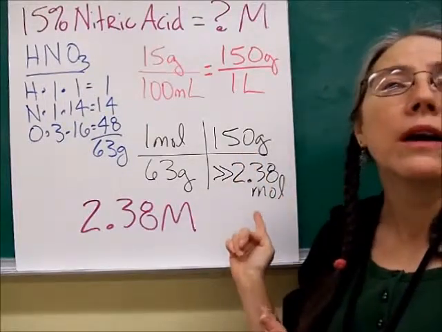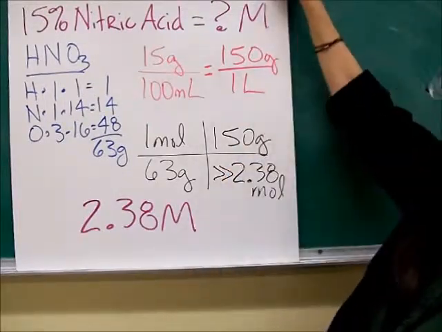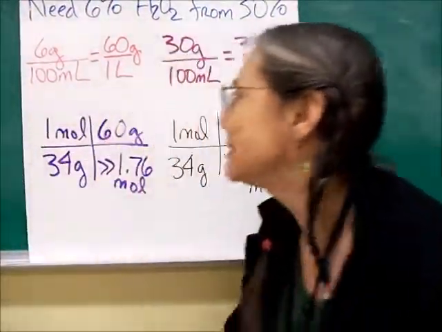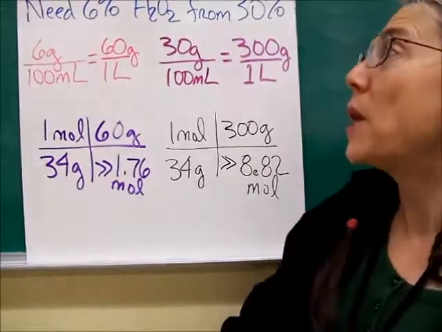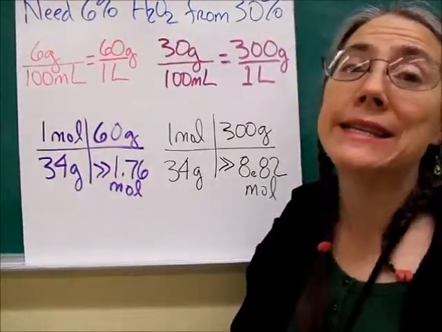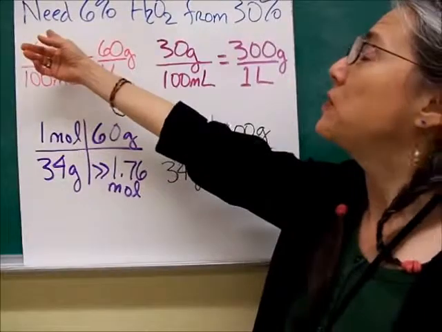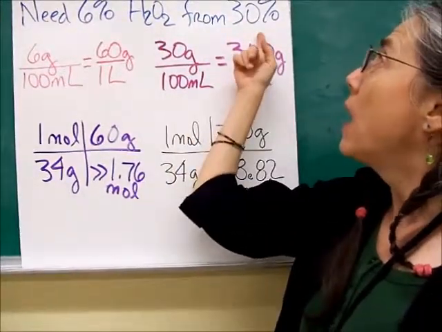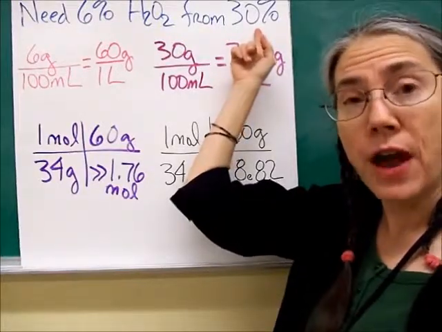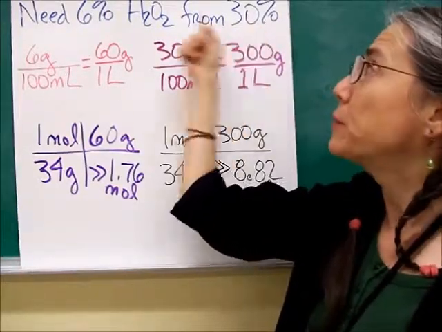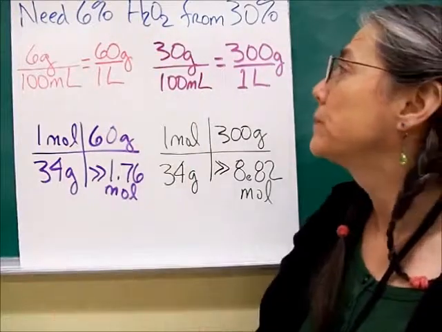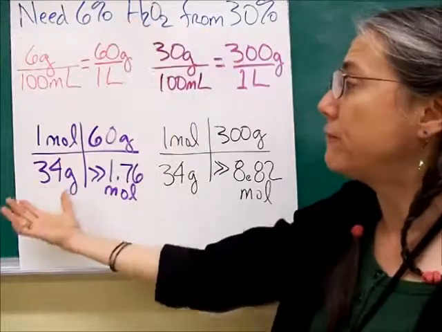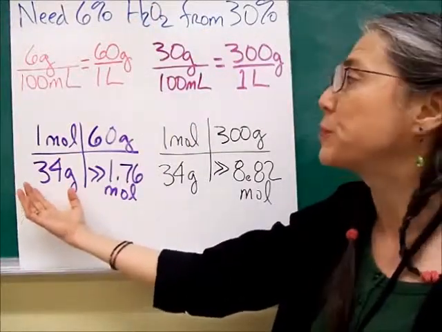Please show all your work. Please use your units. I love units. They help me. So now, how? This is what I did today. I am figuring out how to make a 6% solution from a 30% solution of hydrogen peroxide. Hydrogen peroxide, H2O2. So now I have already calculated my H2O2-ness and found that it is 34 grams per mole.